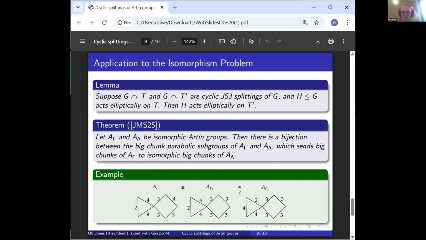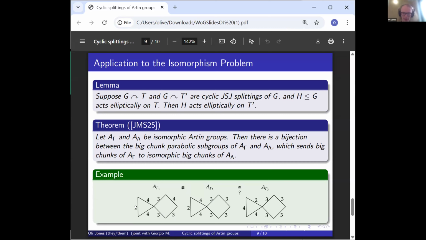Let's see some examples of what we can do. So if we take our A gamma 1 and A gamma 2, as I've taken here on the left, then if we look at the big chunks, which are just the triangle and the square in both cases, then on the left we have this 3, 3, 3, 4 square, and on the right we have this 3, 3, 3, 3 square. The Artin groups on these graphs are not isomorphic to each other. This is by a result of Nicola Vaskou.